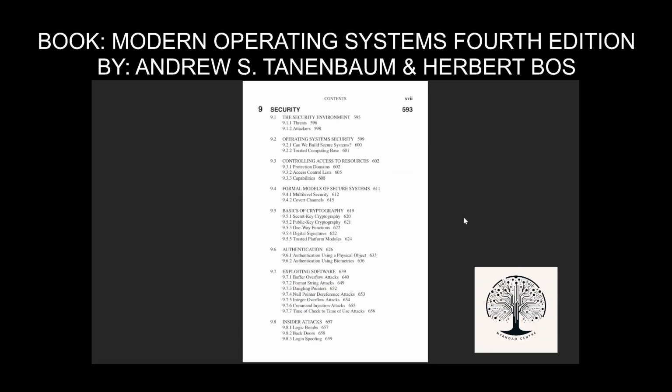Now we're going to look at what is contained in the other sections of the table of contents, and we'll go to section 9, which is security. So we look at the security environment. We look at threats, we look at attackers, we look at operating system security. Here we're asking the question, can we build secure systems? And also we are looking at the trusted computing base.